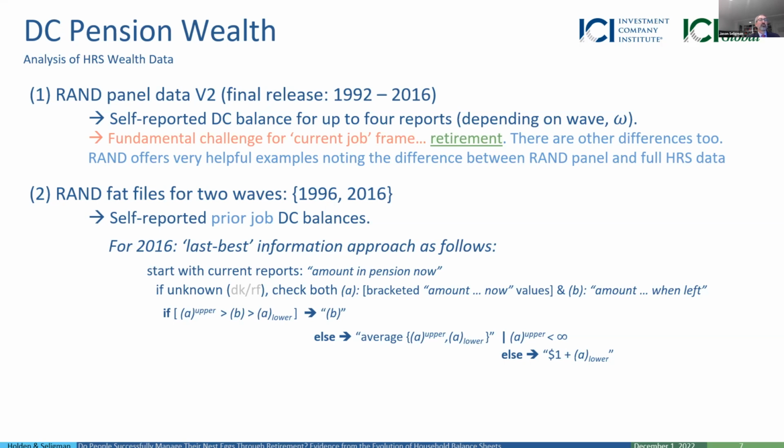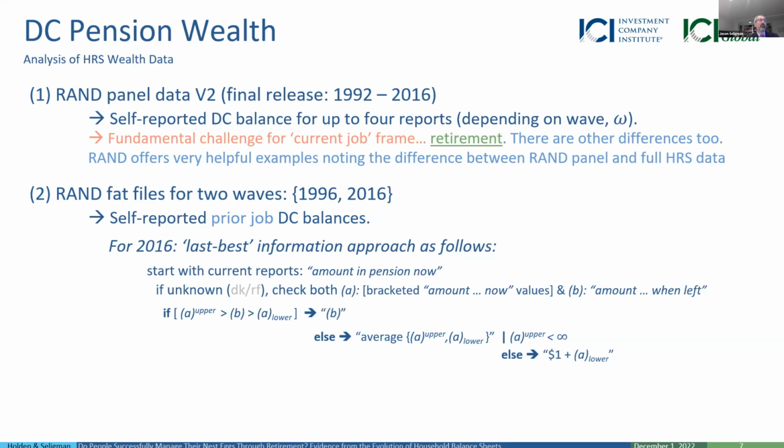To address this, we use those FAT files, as I mentioned before, and we use a last best information approach as follows. So we start with current reports, the amount in pension now, and most of the sample answers that question just fine. But if that's unknown, declined, or refused, then we're going to check both a bracketed amount for now values. That is that they ask, would you say it's between A and B? Would you, et cetera, et cetera? Or we're also going to use what was the amount when you left that job.